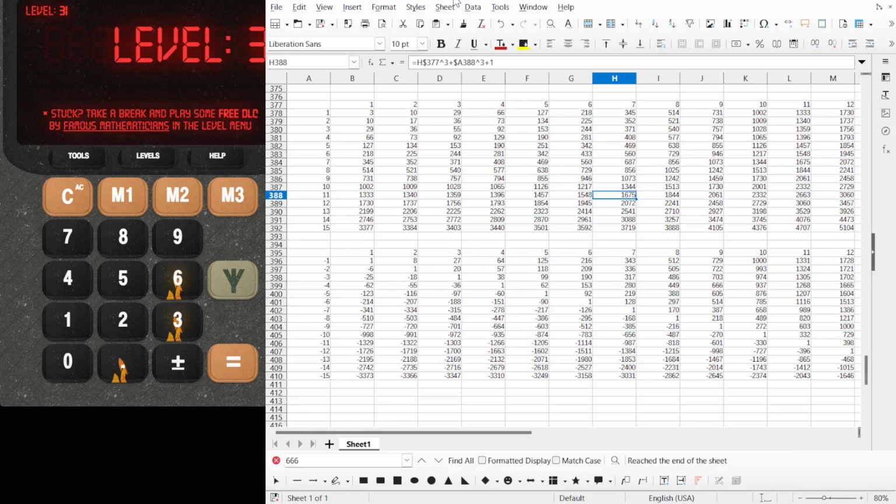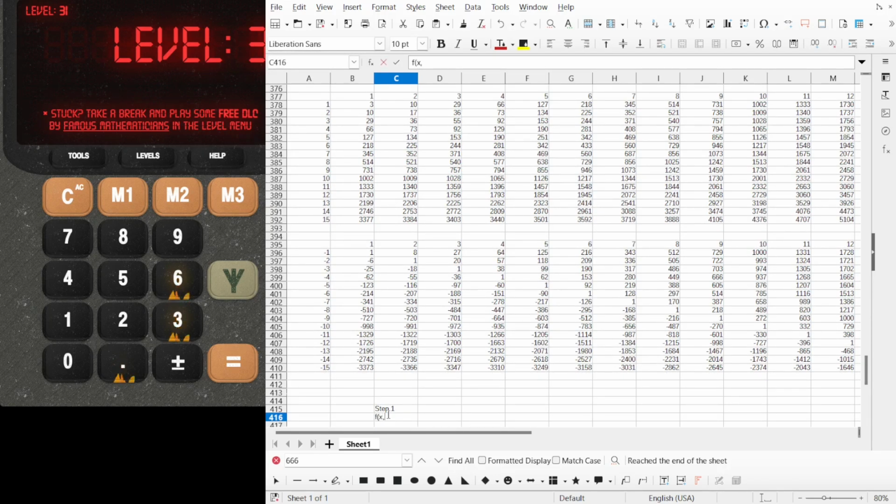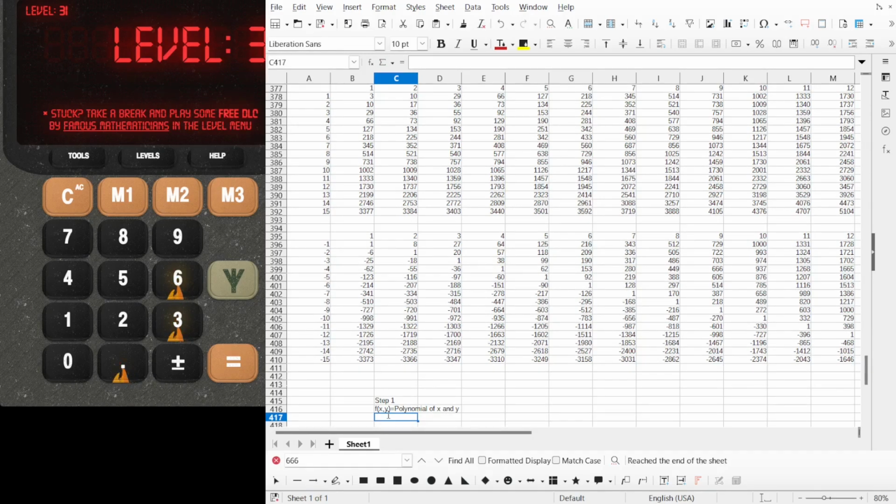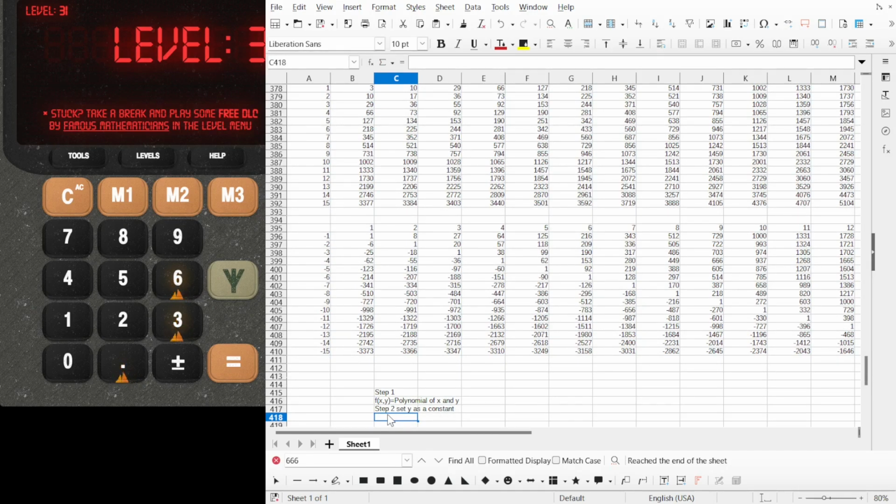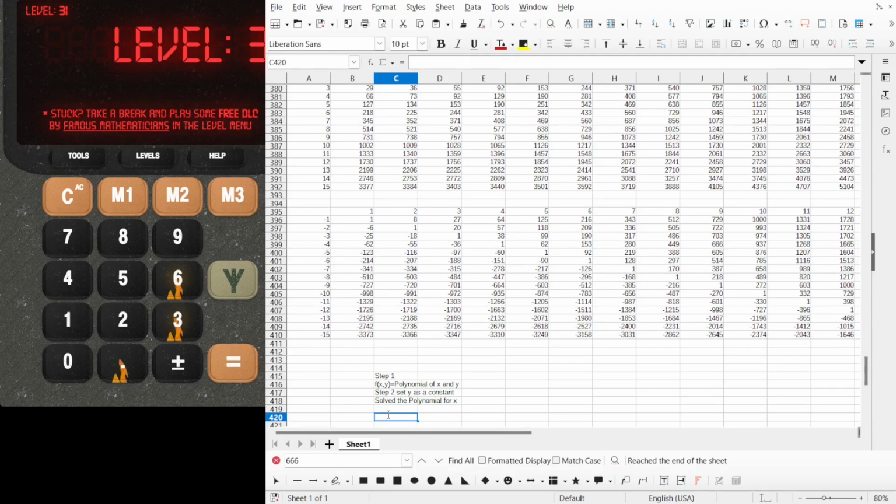So basically, what did we do? First assumption. Step 1, this was our ansatz: F of x, y equals a polynomial of x and y. First ansatz, pretty fine. Next, we set y as a constant, and we solved the polynomial for x. We did this by doing a linear equation system of, I think, 4th degree. We found out it was a 3rd degree polynomial.